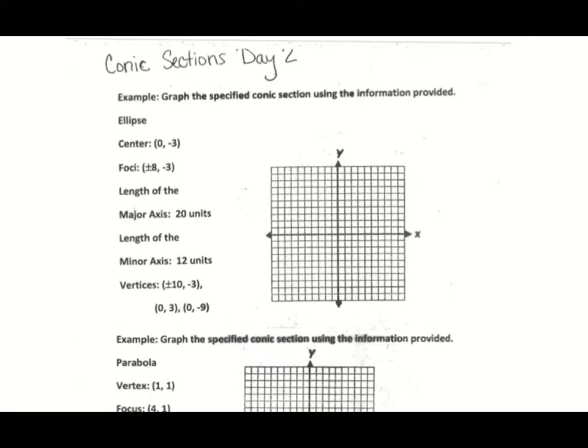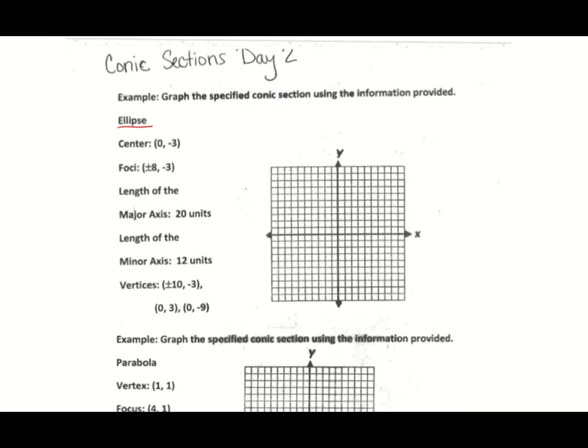Okay, day 2 of conic sections. We are going to be looking at the same 4 conic sections we talked about yesterday, but now we are going to take the information they give us and draw the picture. So for our first one, it tells us that we are going to be drawing an ellipse.